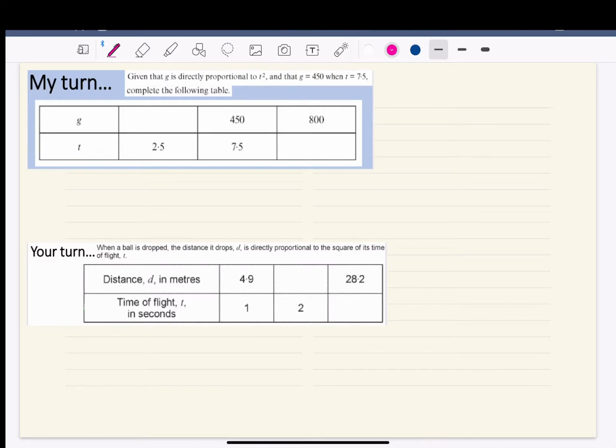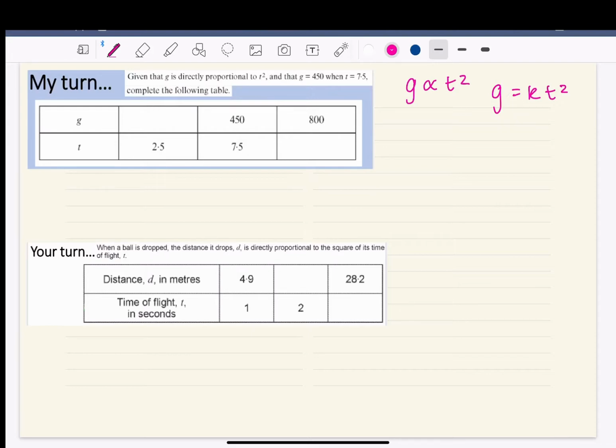My turn. Given that g is directly proportional to t squared, and we know when g is 450, t is 7.5, we need to complete the table. So the initial element of this is exactly the same as the last couple of lessons, because it's the application of direct and indirect proportions. So we know this is going to actually be g equals k t squared, where k is my constant.